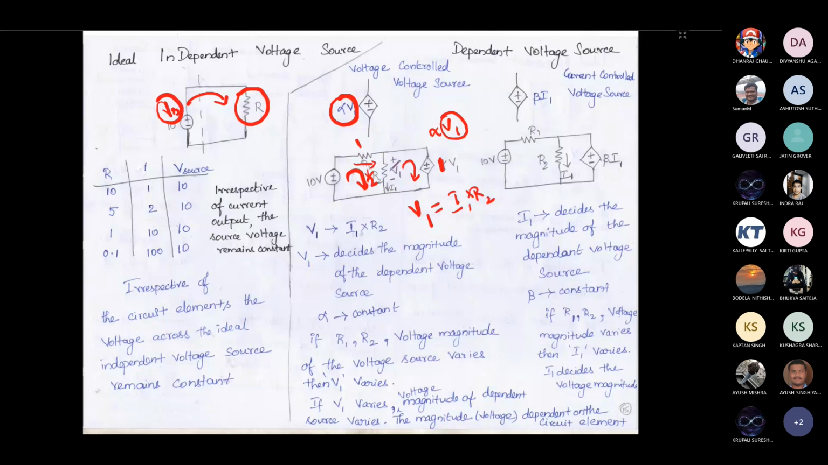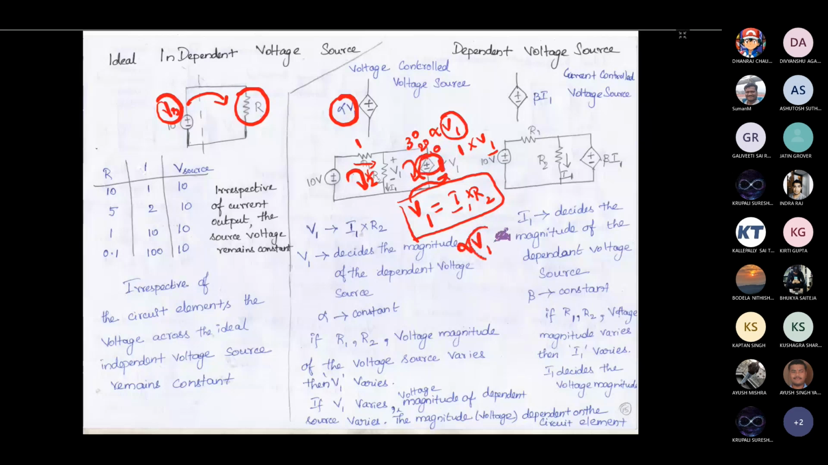So this voltage magnitude is V1. That is the voltage magnitude for this dependent voltage source. For the time being, we had considered alpha equal to 1. The voltage magnitude of this dependent voltage source is 1 into V1. If V1 is 10, the voltage magnitude of this source will be 10 volt. If V1 is 20, it will be 20. And if V1 is 30, then you will get 30 for the dependent voltage source. So what I want to say here is this voltage source magnitude is given by alpha into V1.